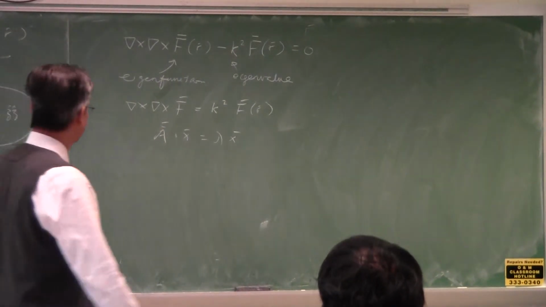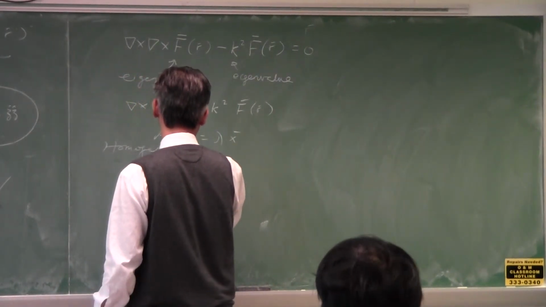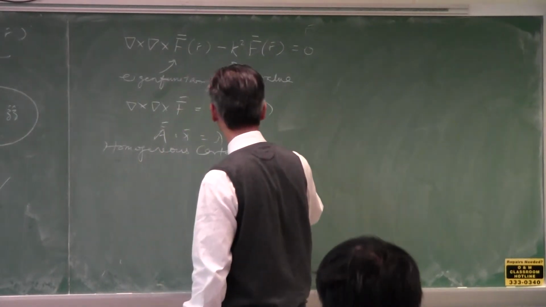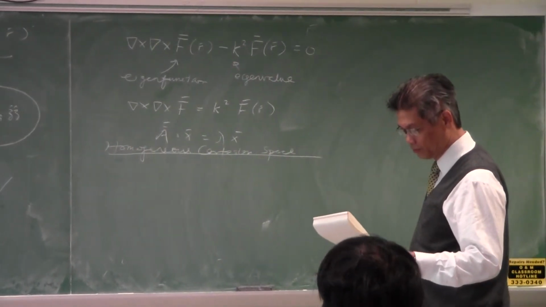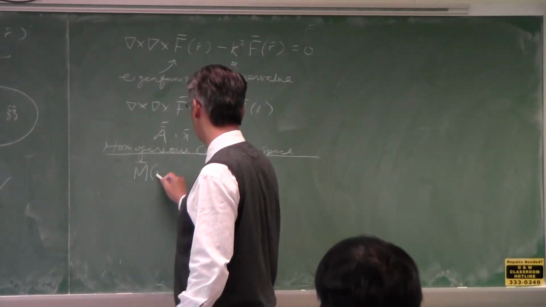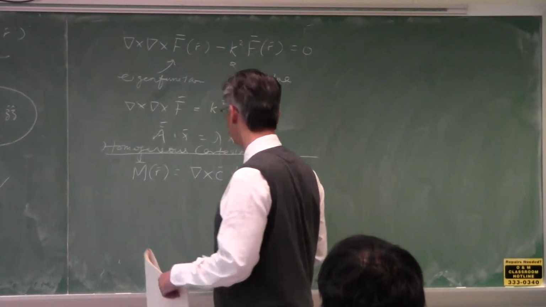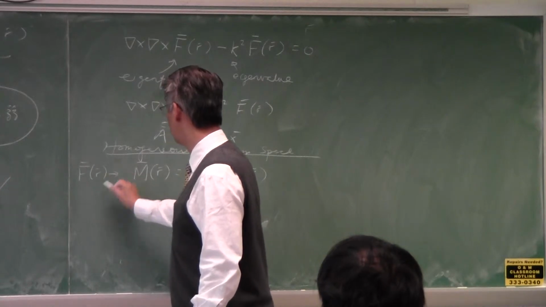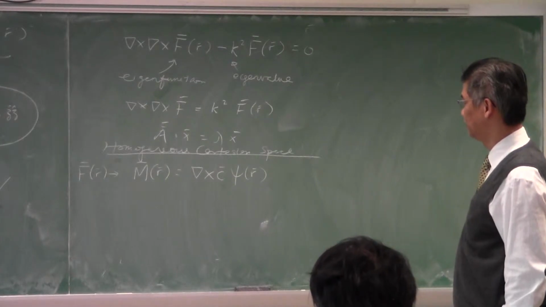It turns out that in order to solve this problem in a homogeneous space, you can think of a homogeneous Cartesian space to begin with, to make things simpler. Then a general way is to solve this problem with a pilot vector: M of r is equal to curl of C psi of r. Okay, one way is to let F be something of this type.